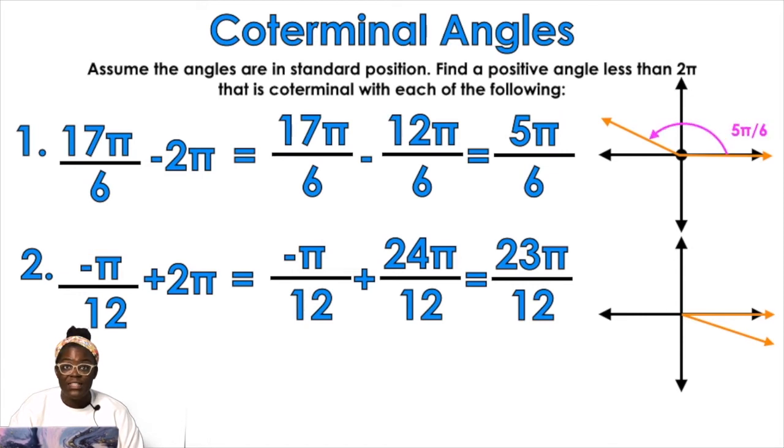That's 5 pi over 6, so that's the smaller angle, that's less than 360. And then the blue line represents the original angle, which was 17 pi over 6, which took more than one turn to get to the terminal side. Look at me using my vocabulary. You see me? Okay, so that little tiny clockwise motion is negative pi over 12. And then for us to find the positive coterminal angle, that means I would take that blue loop, and that's the 23 pi over 12.